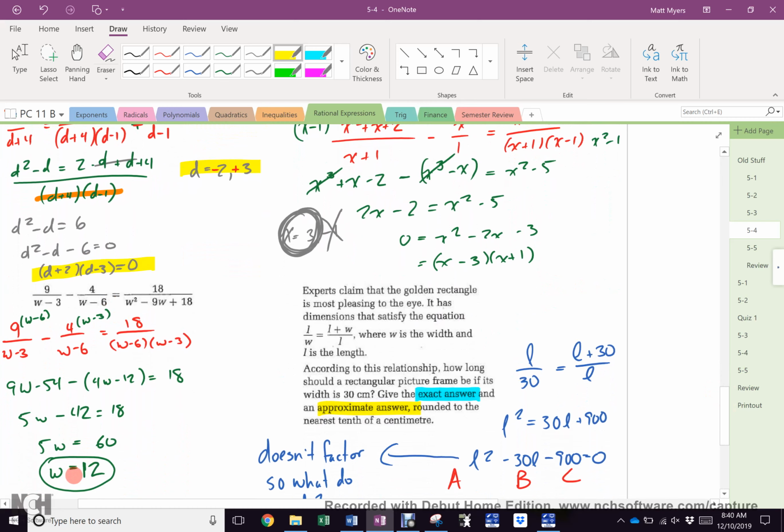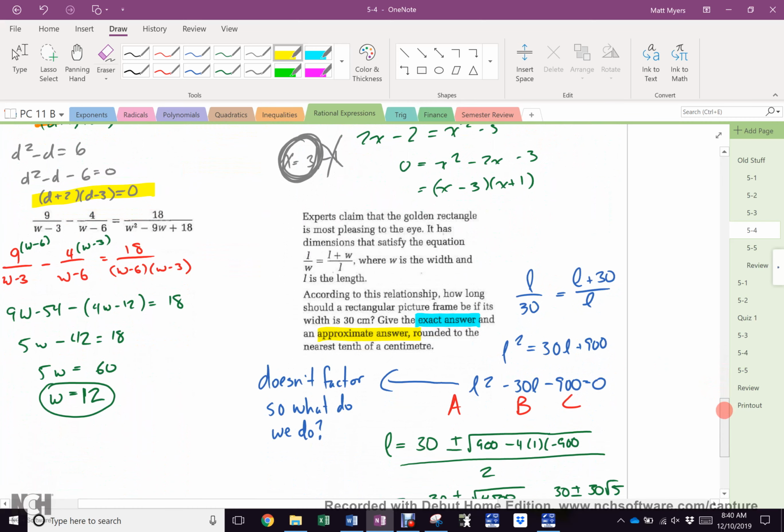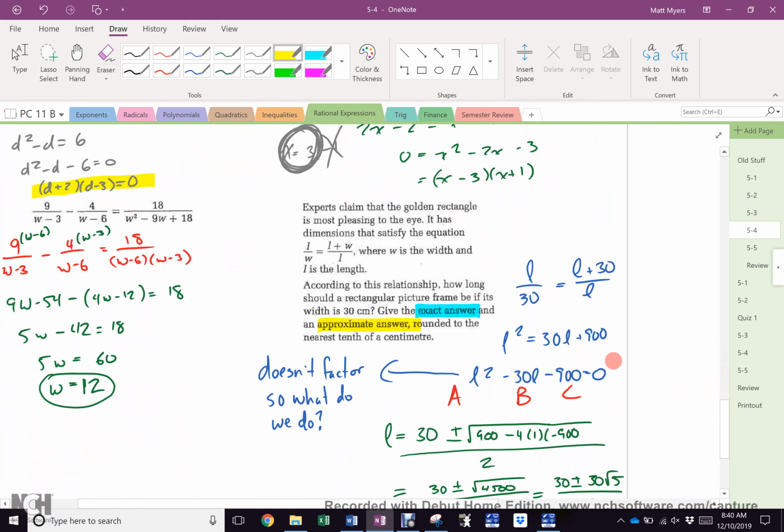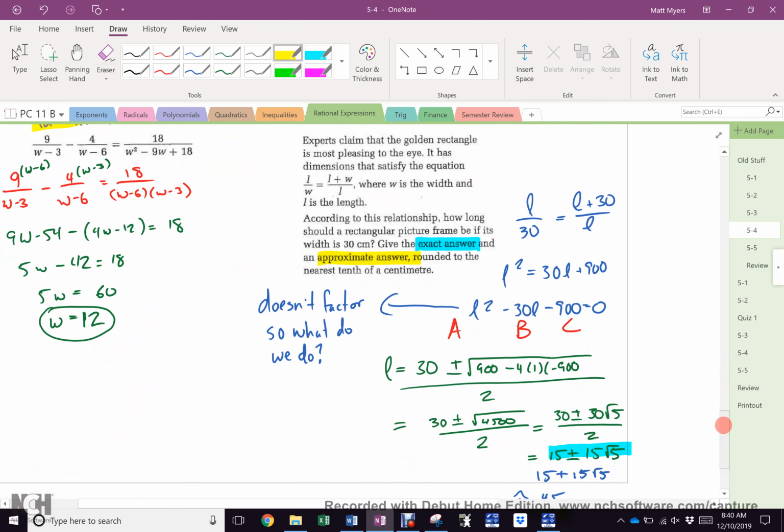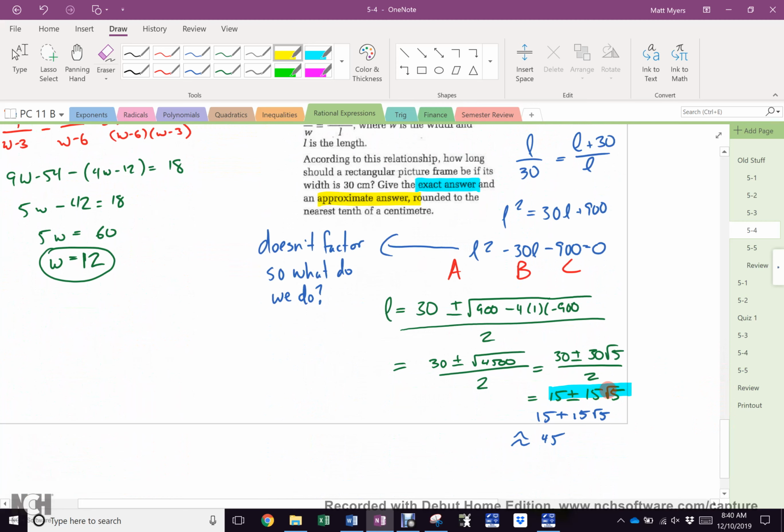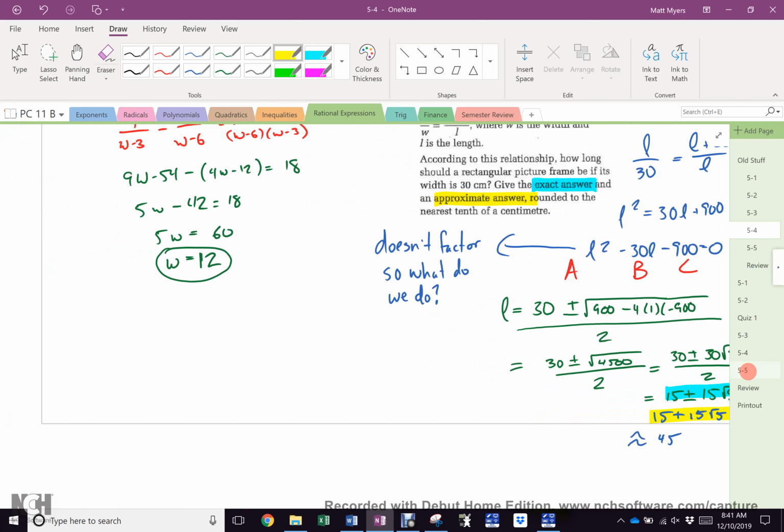Factor, 12. This one, of course, doesn't factor. So if it doesn't factor, what do we do? Quadratic equation. There is the exact answer, and there is the approximate answer. Why do I only give one approximate answer and technically only one there? The other would be a negative number, and a negative length makes no sense. Everybody good? All right, let's go.